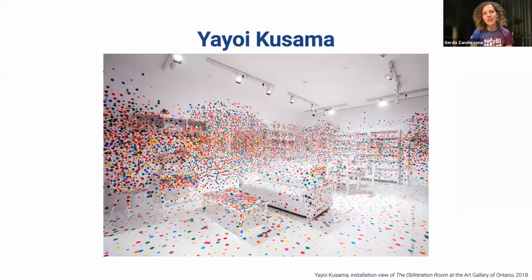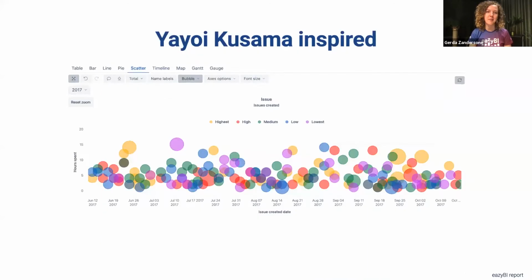First, I have Yayoi Kusama, a Japanese contemporary artist. This is an installation view of the Obliteration Room at the Art Gallery of Ontario in 2018. And when I looked at this, I immediately thought of the eazyBI scatter chart. And I created my report inspired by the bright colors and bubbles used in Kusama's installation.